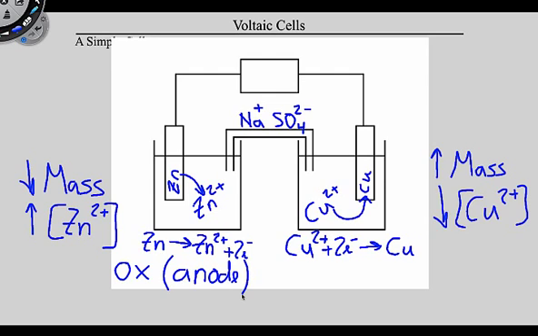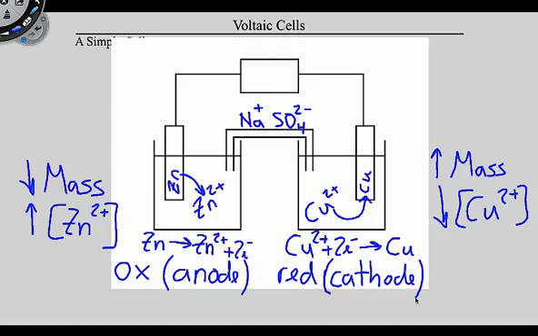That process always happens at what we call the anode. And then, guys, similarly, over here on the right, we have reduction, and that is called the cathode. Now, guys, you've got to know that. How are you going to keep straight that reduction is at the cathode and oxidation is at the anode?